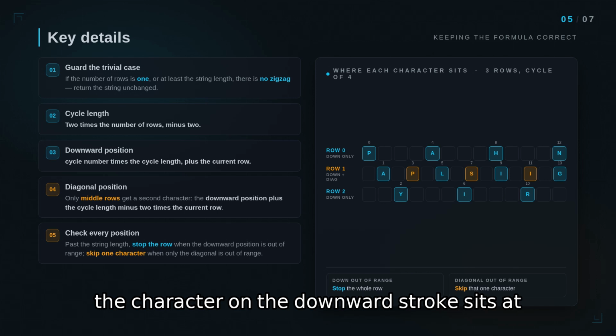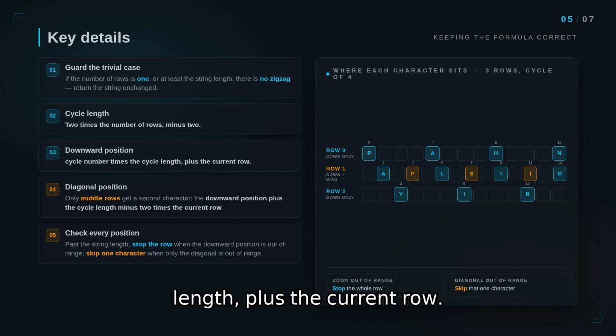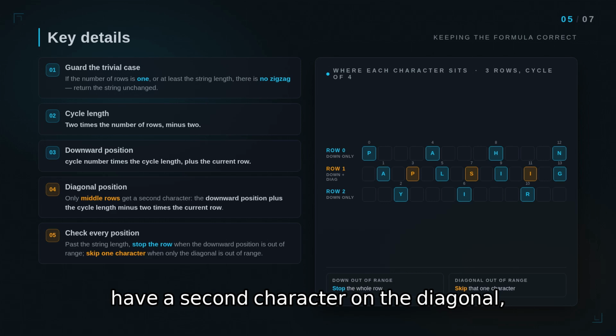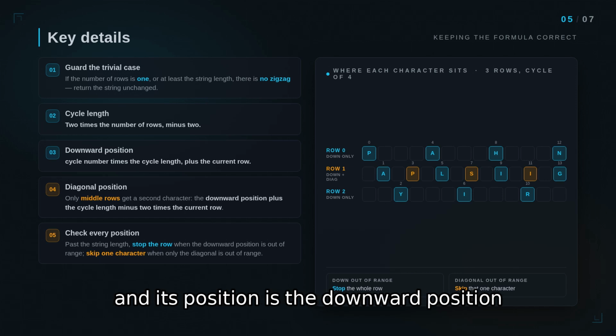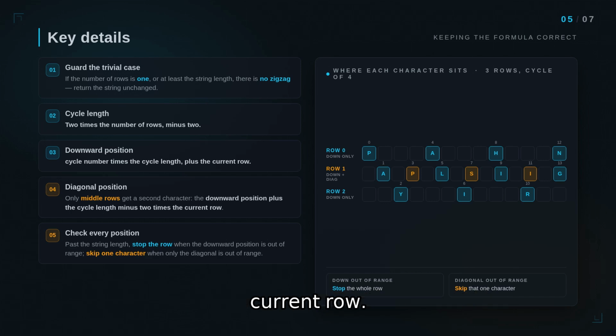Third, the character on the downward stroke sits at the position given by the cycle number times the cycle length plus the current row. Fourth, only the middle rows, neither the top nor the bottom, have a second character on the diagonal, and its position is the downward position plus the cycle length, minus 2 times the current row.